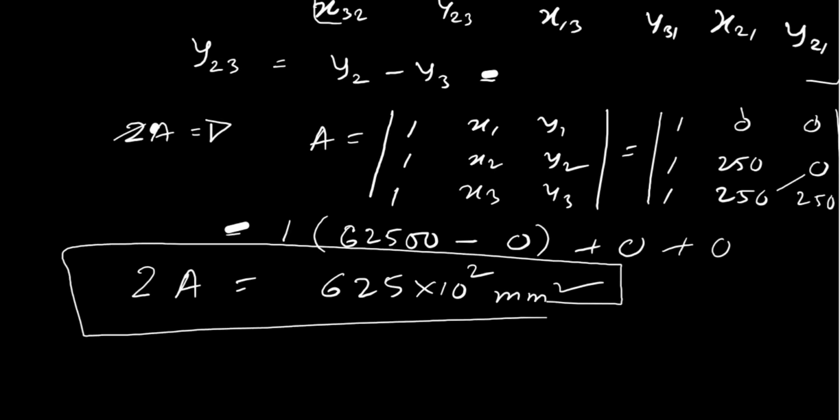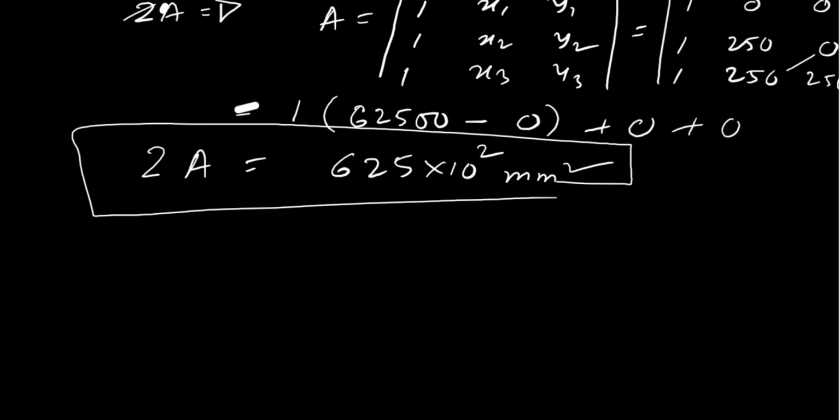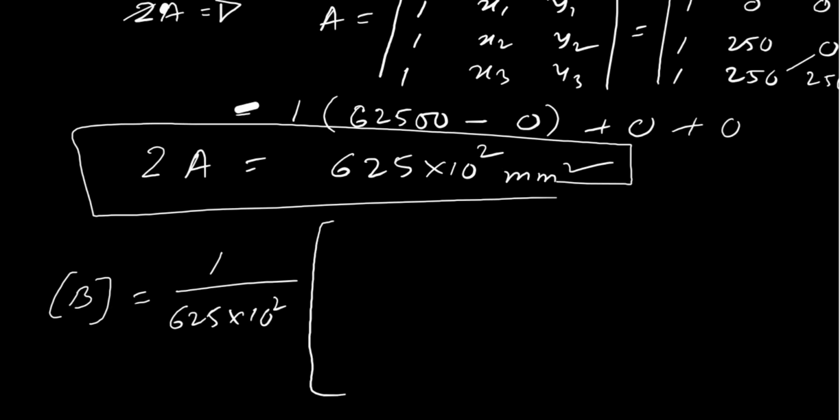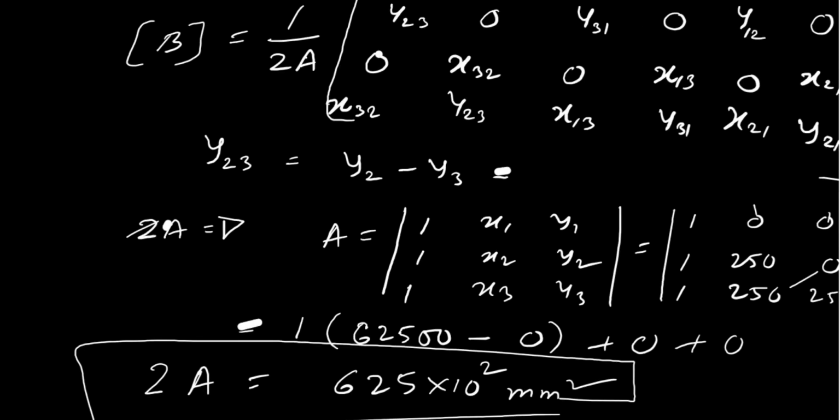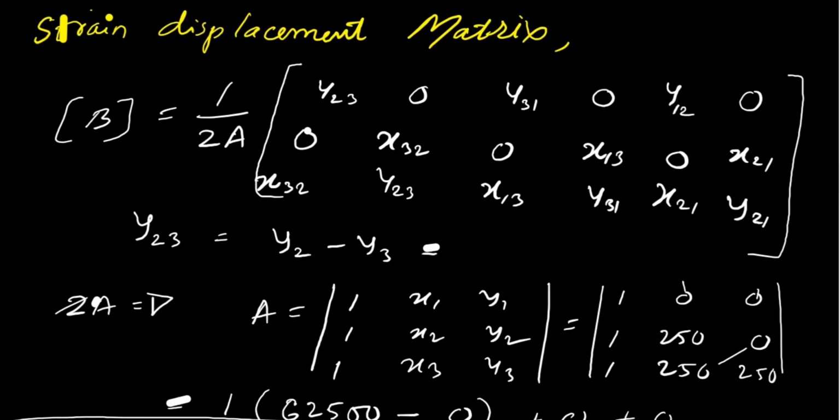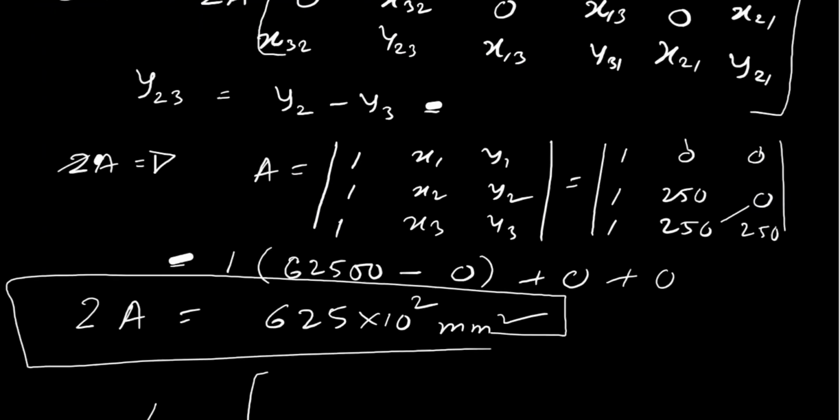Now we'll substitute the strain displacement matrix, where b is equal to 1 by 2a, and 2a is 625 into 10 power of 2. Again we have a matrix, as I have written here: y23, y31. You have to make this y2 minus y3, which gives the first row first column, then the third row third column. I already practiced this, and I just substitute the values.